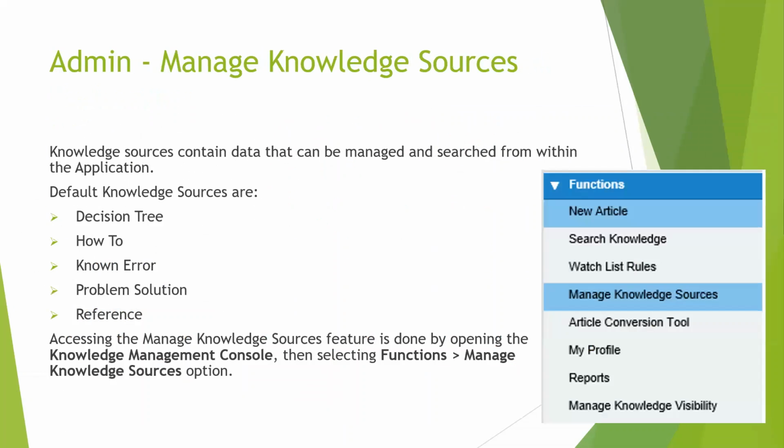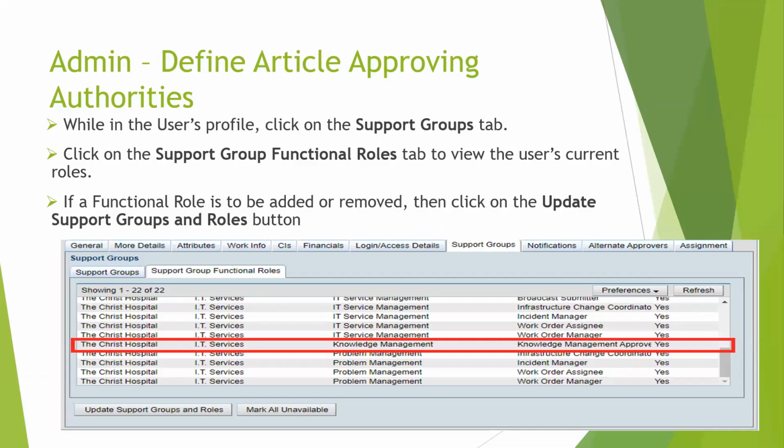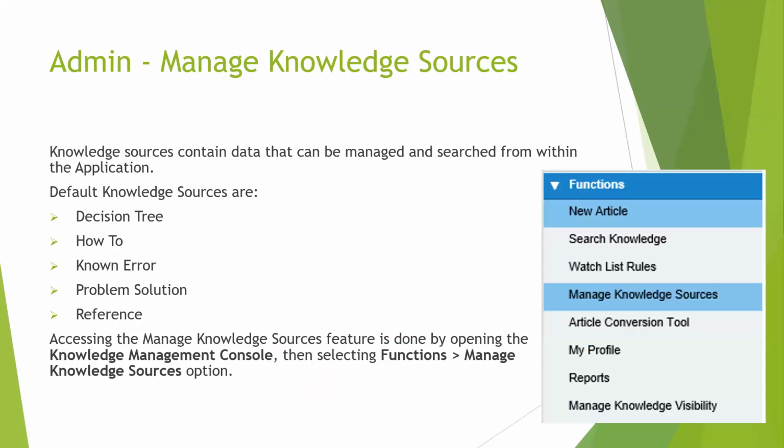So this is just showing you how you can put in the permissions. And we talked about the functional role as the knowledge management approver. This is what goes away. Apparently, with Pomeron, that's what it's asking about: decision trees, how-tos, the knowledge, the known errors and so forth.